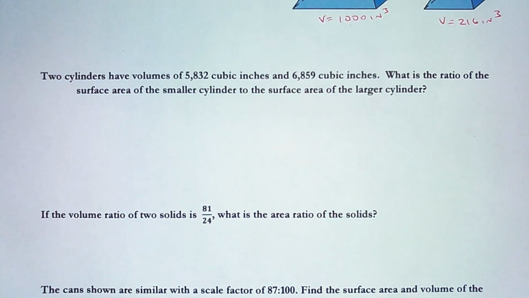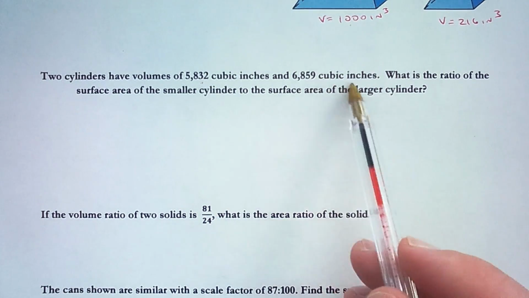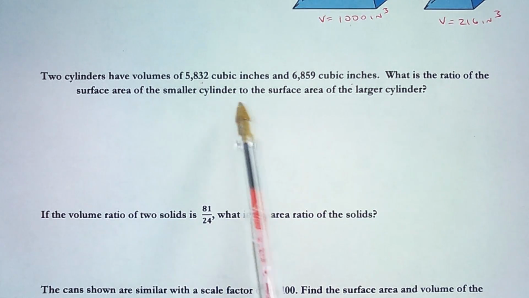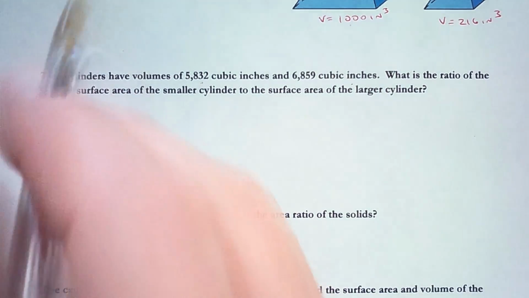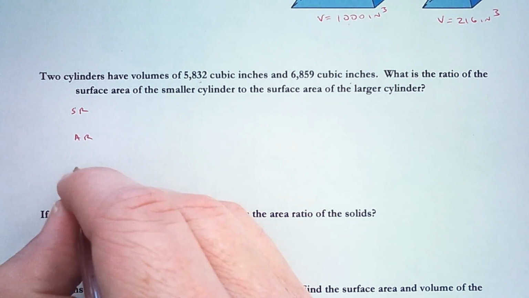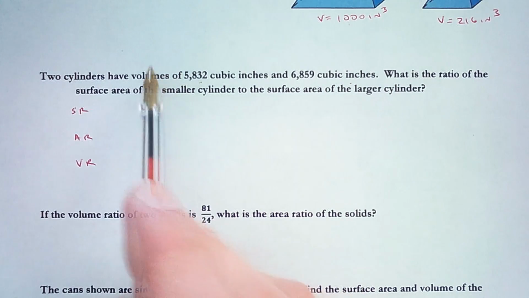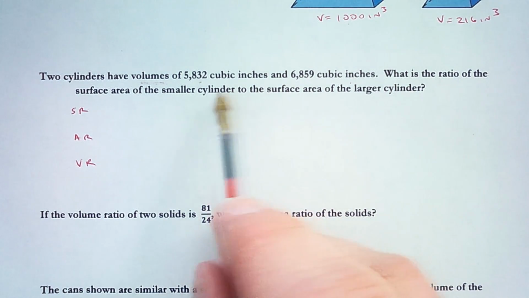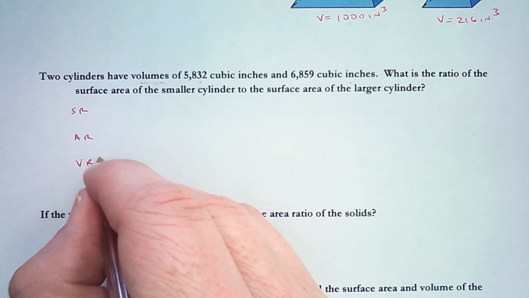Next, we have two cylinders with volumes of 5,832 cubic inches and 6,859 inches. What is the ratio of the surface area of the smaller cylinder to the surface area of the larger cylinder? So we have our three ratios: the similarity ratio, the area ratio, and the volume ratio. From this, we can get the volume ratio because we have volumes. It says smaller cylinder to larger cylinder, so we're going to put smaller over larger.